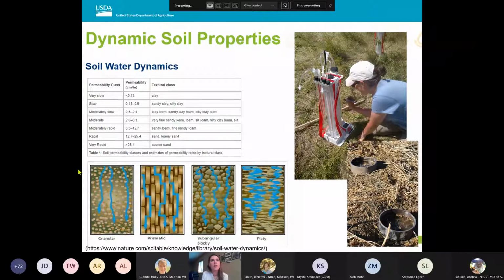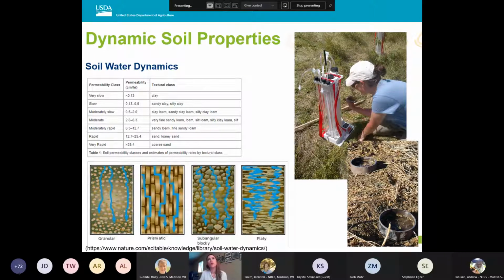And then you can see on that top table, different permeability classes and how those change with different texture classes. So you may use this in conservation planning. On the pictures to the right is a picture, I believe it's Jennifer using an amoozemeter. So if anyone's been privileged enough to use one of these, it's one way to measure KSAT in the field. It's very time consuming, but again, that's a good indicator of how your soil is going to respond to rainfall events.